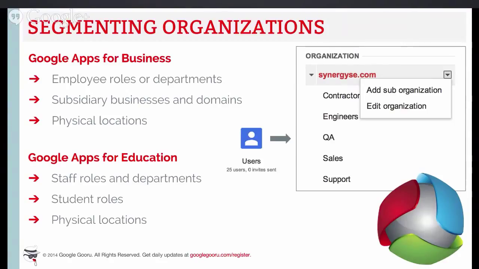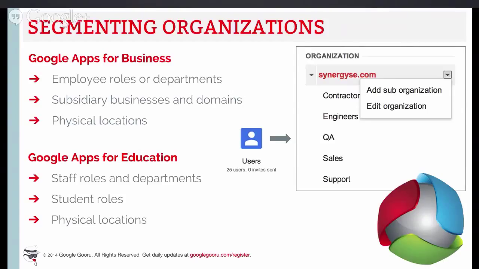Also, if you have different physical locations, such as offices or even different countries, that's another thing to consider, as there might be local laws or regulations that you need to comply with and set your individual settings for each organization. Now, if you're in a Google Apps for Education environment, typically you'll want to structure your organizations around your staff roles, such as teachers and admins, as well as segmenting out the organizations for your students.